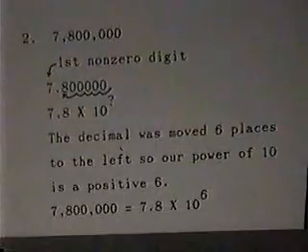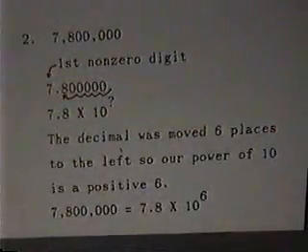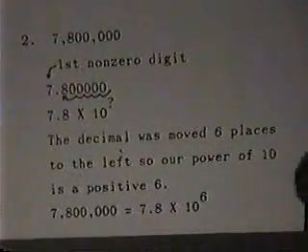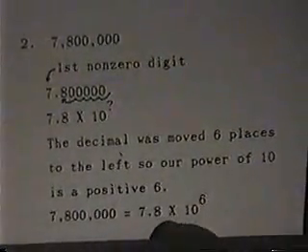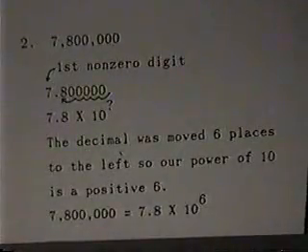All right, 7,800,000. Okay, how many places do we have to move it from here to get it? So there's 3, 4, 5, 6. To get it behind the first non-zero digit, we have to move it 6 places. Therefore, the answer is 7.8 times 10 to the 6.